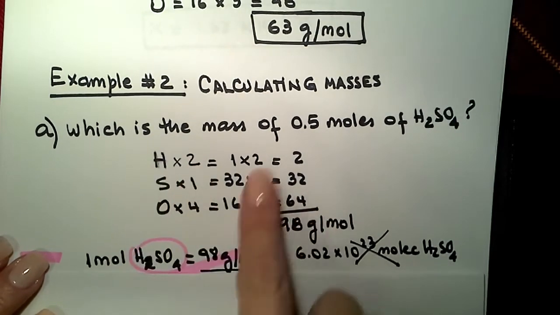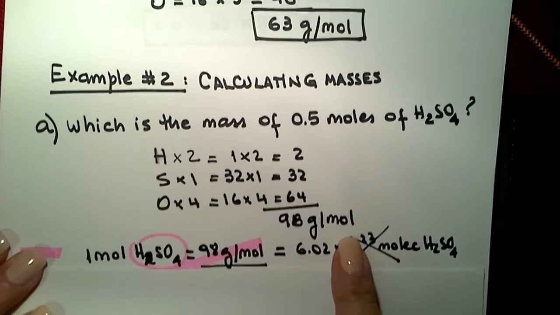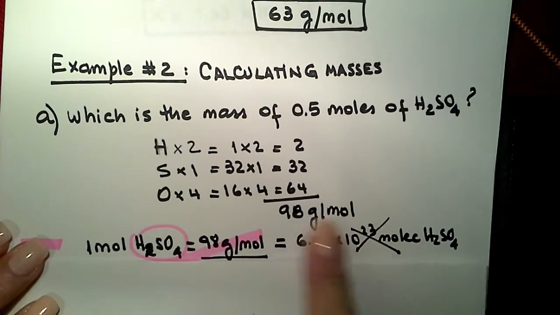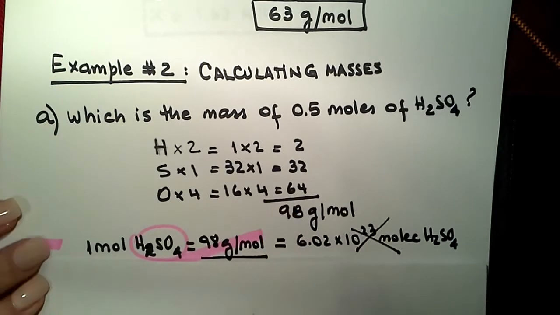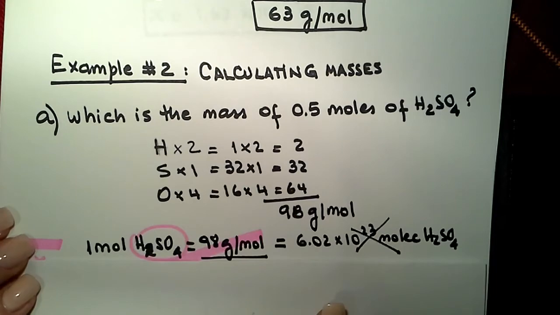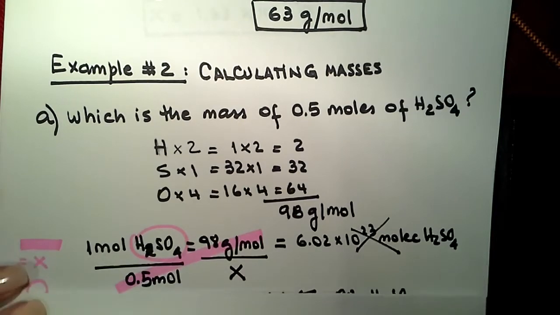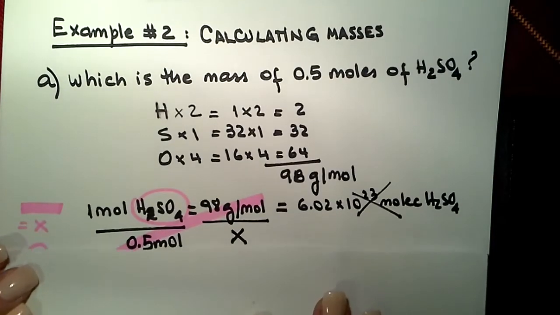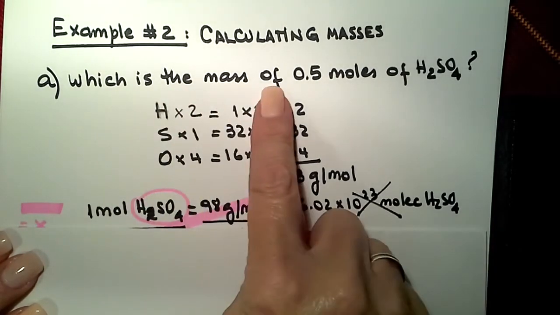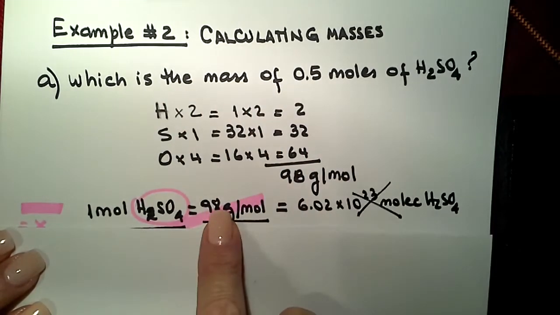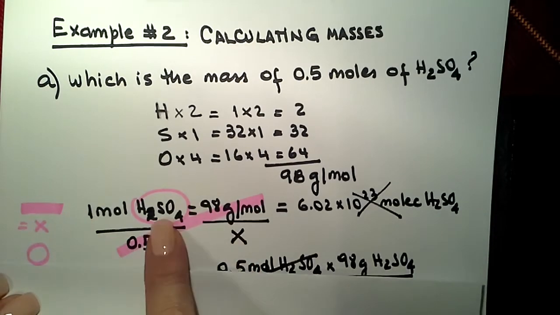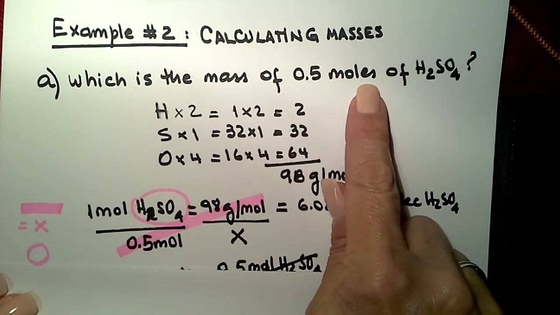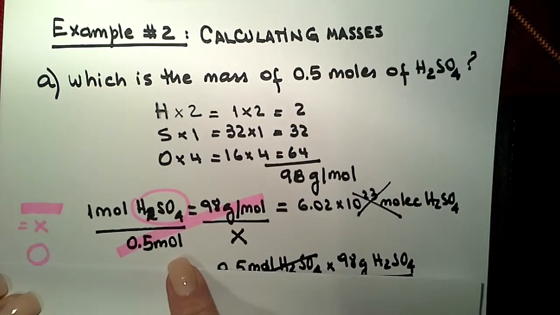So after we calculated that the molar mass of the sulfuric acid is 98 grams per mole, following the same steps as in example number 1, we can begin resolving our exercise. It says which is the mass of 0.5 moles. So under the mass, I'm going to put an X. That is what I need to calculate. How much is the mass? And under the moles, since they give us that as data, we put 0.5 moles.